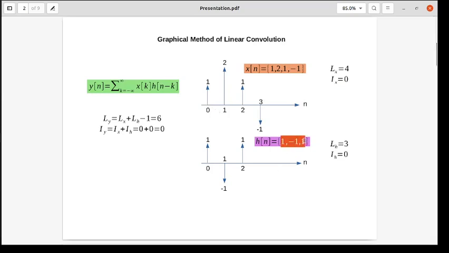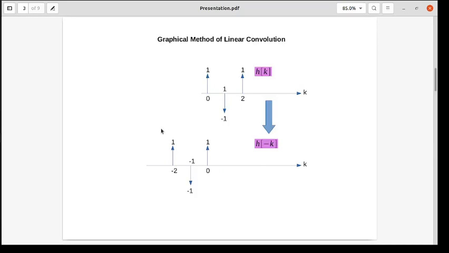Similarly, h[n] has 3 sample points, that's why LH equals 3, and the starting index is 0. We can observe that both signals are causal and both signals are of finite duration. Therefore, the output signal will be of finite duration, because if either signal were of infinite duration, the value would appear to be infinity. So the graphical technique is suitable where both sequences x[n] and h[n] are of finite duration, otherwise you can't solve it. The starting index IY equals 0 plus 0, which is 0. That means there are 6 sample points and the starting index of y[n] is 0.